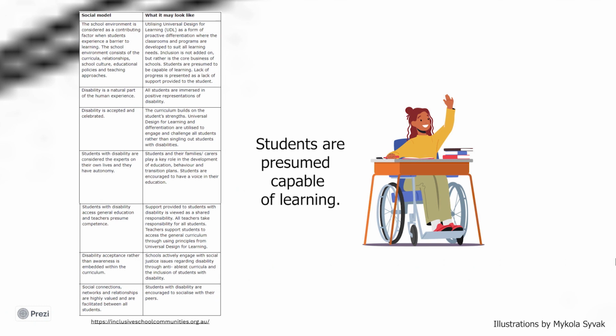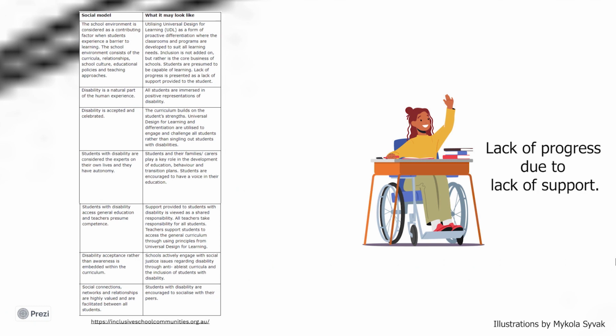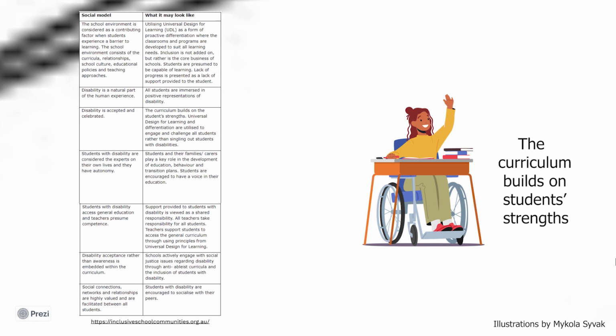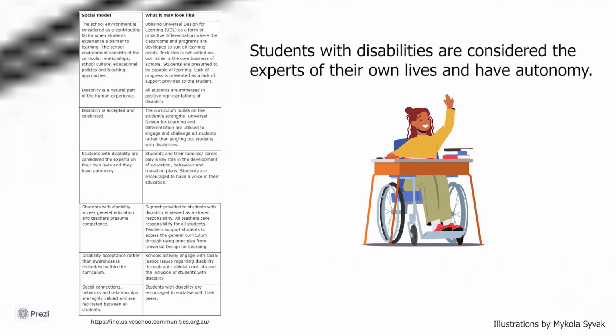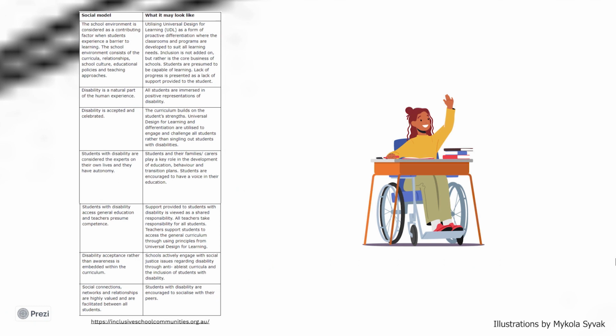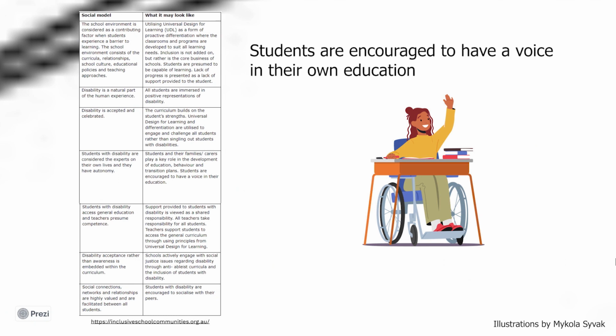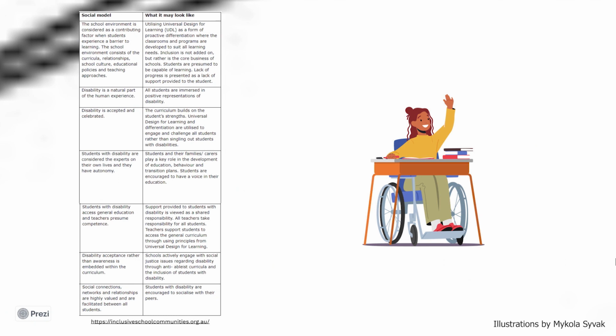Students are presumed capable of learning, and lack of progress is presented as a lack of support provided to the student. Disabilities are accepted and celebrated. The curriculum builds on students' strengths. Students with disabilities, most importantly, are considered the experts of their own lives, and they have autonomy. Students, their parents, carers, and families play a key role in the development of education, behaviour and transition plans. Students are encouraged to have a voice in their own education.